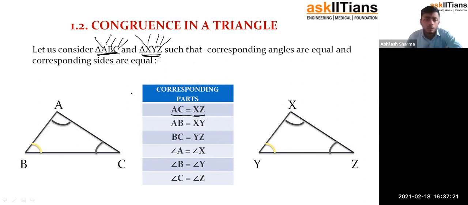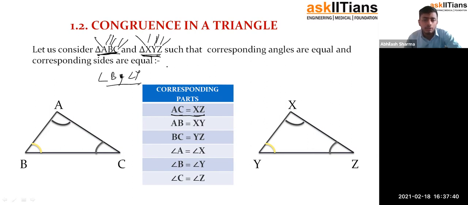congruence as well. So if I want to ask you what will be angle B corresponding to, of course B is the second letter, and here also the second letter, so angle B and angle Y are corresponding parts. For congruence, they all will be equal. That is another thing. But first we should learn how to name corresponding parts, right?